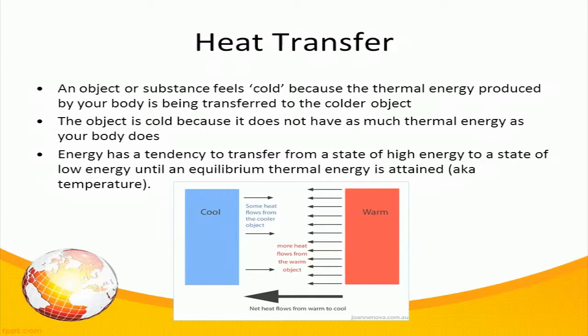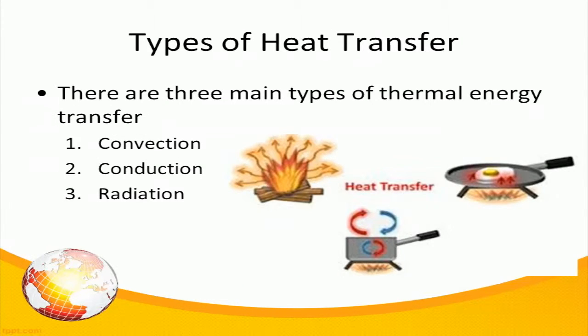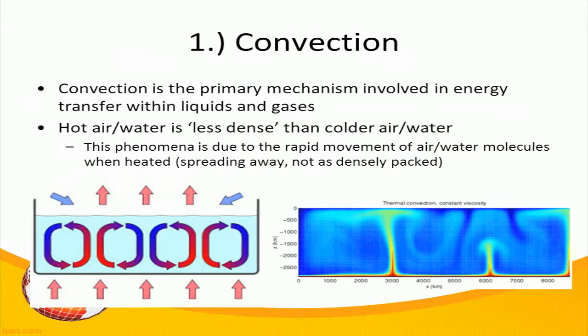Under normal circumstances, heat energy typically transfers from a state of high energy to a state of low energy. Between two objects or substances, this means energy will flow from the warmer substance to the cooler one until a thermal equilibrium is established. There are three main types of heat energy transfer: convection, conduction, and radiation. We will go over each one of these heat transfer concepts in detail in the following slides.